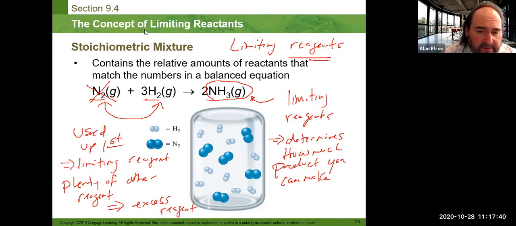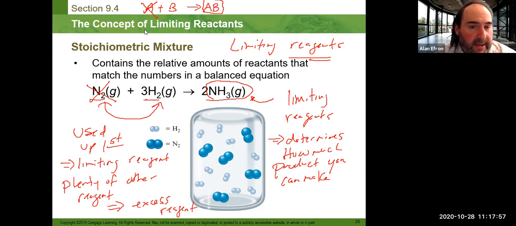So a very simple sort of example again is we take A plus B to make AB. As soon as you run out of one of those guys first, so again, we just say we ran out of A, there's no possible way you can basically make any more product. So when we're trying to determine, for example, how much product we're going to make, we always want to look at it in terms of the limiting reagent. It's always the important one to look at.